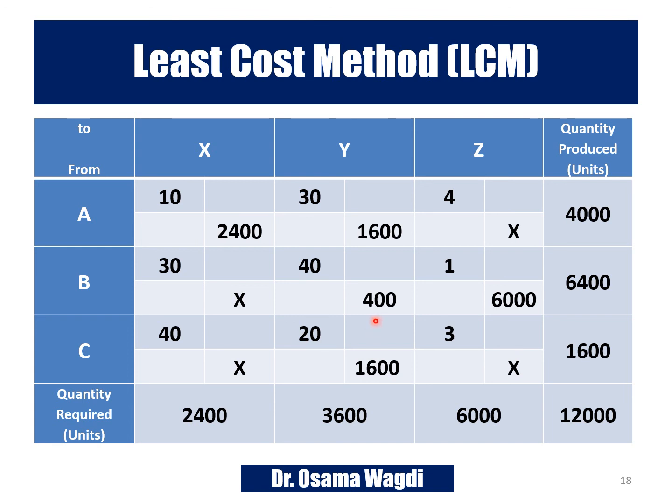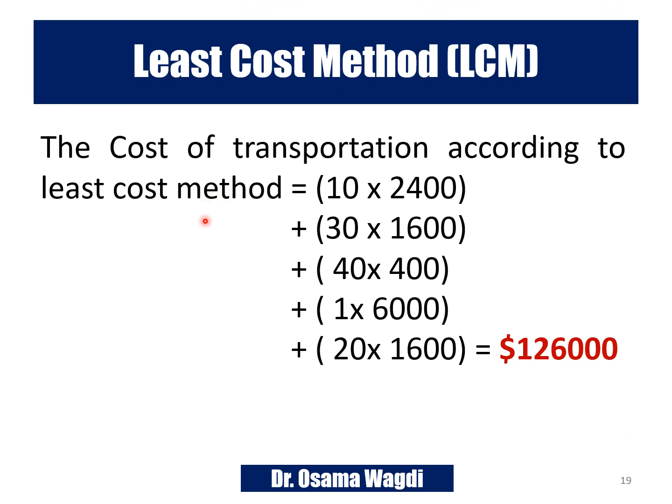The last cell remains, which is PY. There is only 2 numbers left, 400 here from the last subtraction and 400 here also from the last subtraction. So like I said, when the last 2 numbers are equal, the same, then your answer is correct. So the cost of transportation according to least cost method result is going to be 126,000.